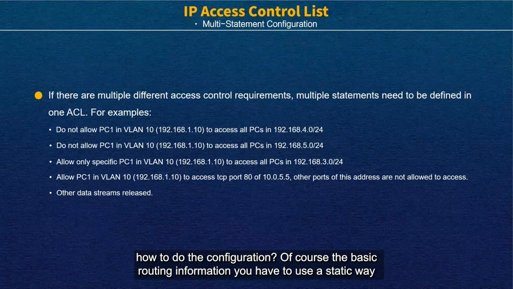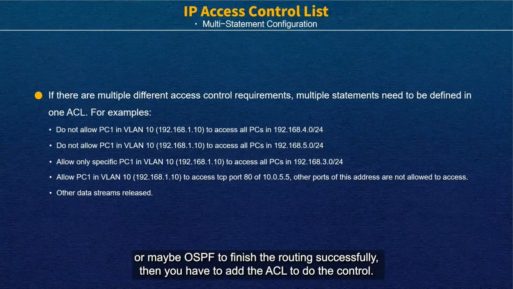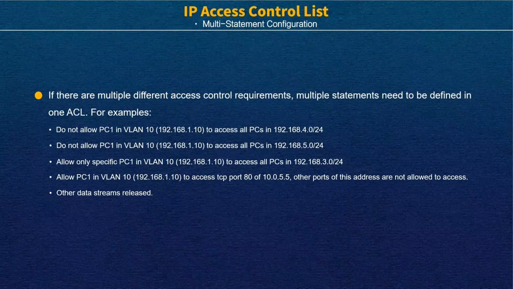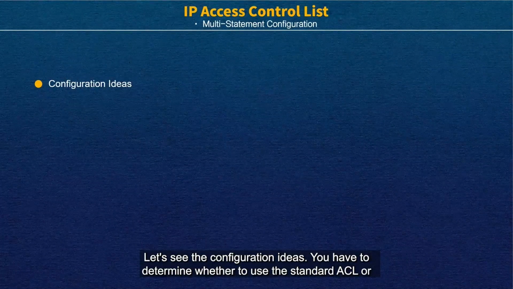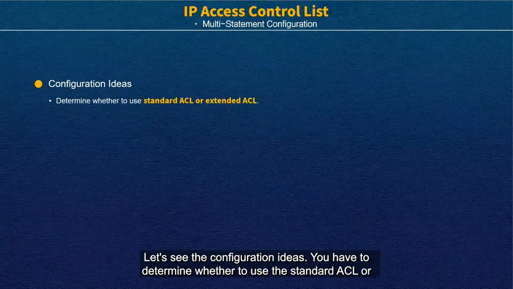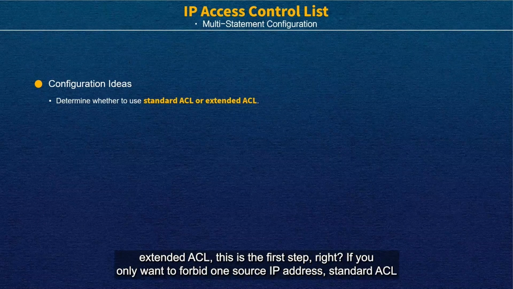Of course, for the basic routing information you have to use static routing or maybe OSPF to finish the routing successfully. Then you have to add the ACL to do the control. Let's see the configuration ideas. You have to determine whether to use the standard ACL or extended ACL. This is the first step, right?